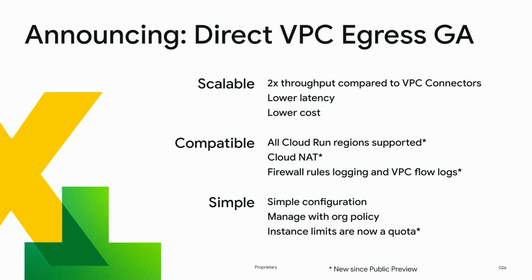It works with everything else in GCP. Cloud NAT, VPC flow logs. You get really good observability now because each service can be identified in the VPC flow logs. Whereas before, you share a connector across a bunch of services, you couldn't really tell what was happening where and what traffic was going where.